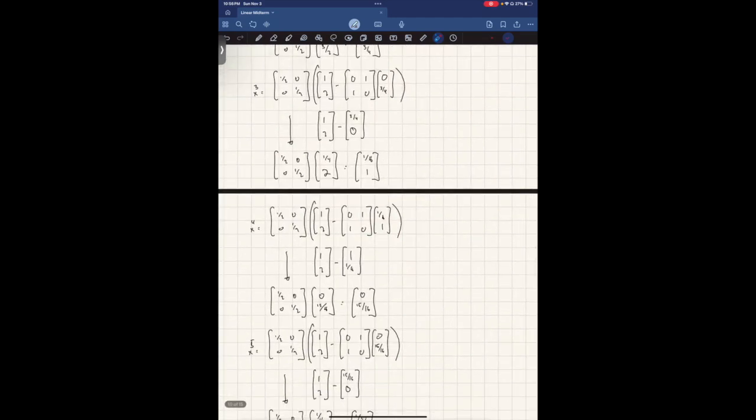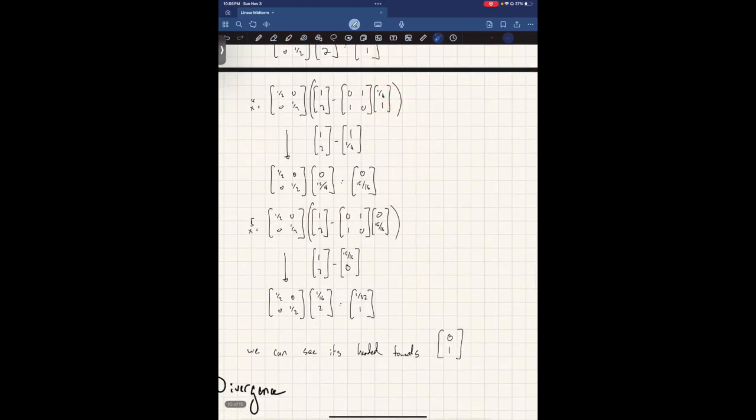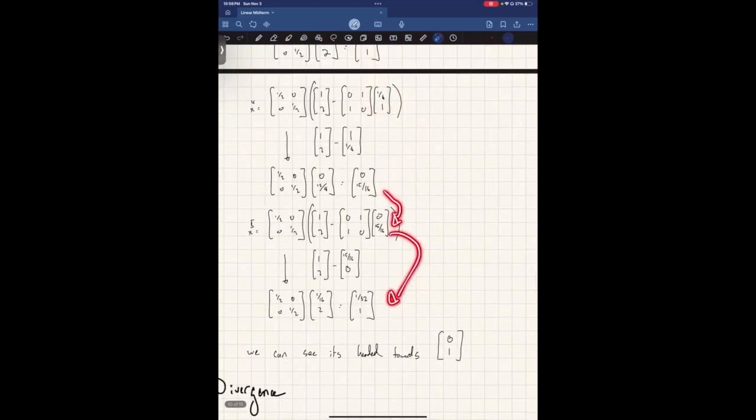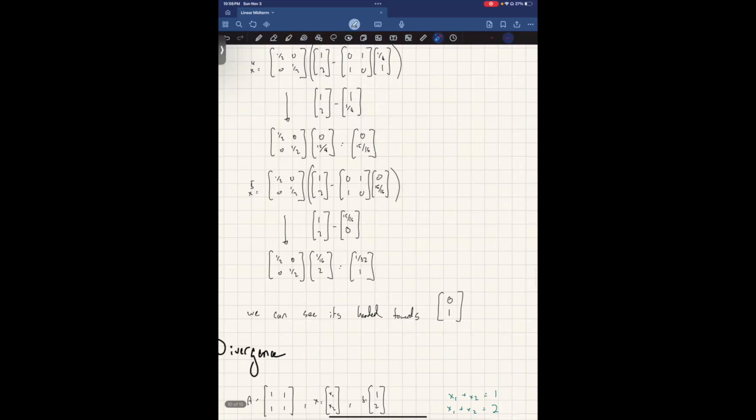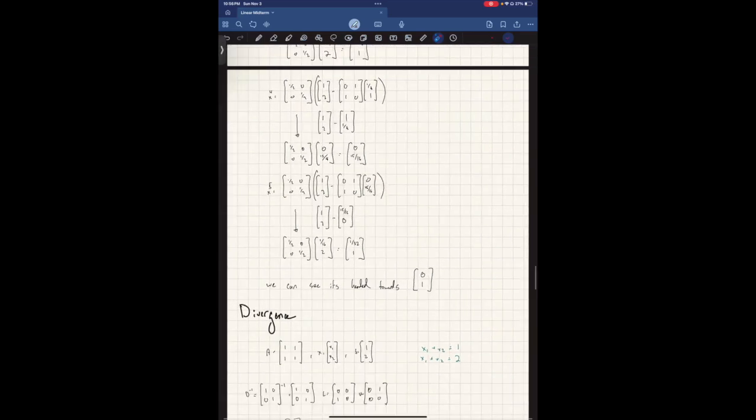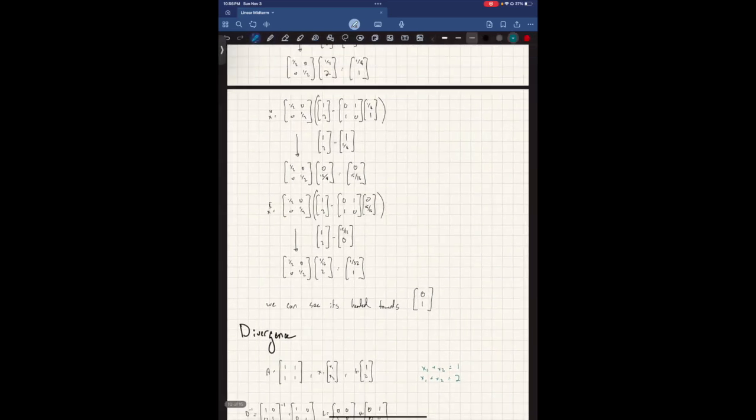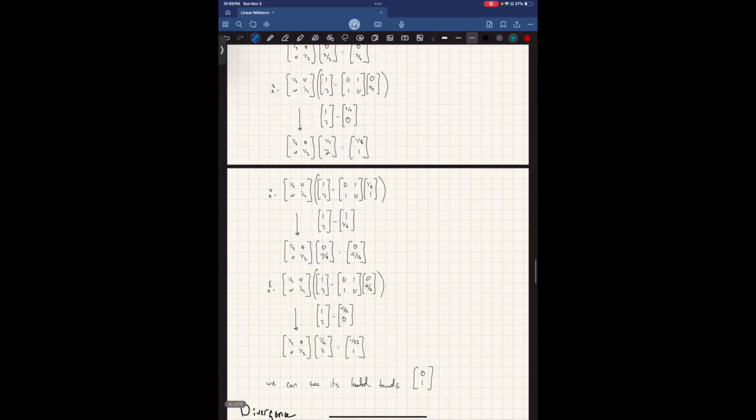And we plug it in, and we get our answer. And one last time, we plug it in, and we get our answer. And so here, again, we got the same solution that is converging towards 0, 1. But I want to really explain the pattern here and show how it's different.